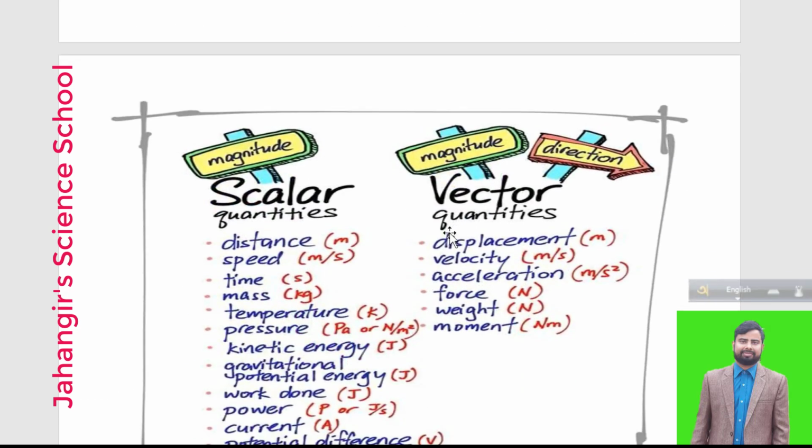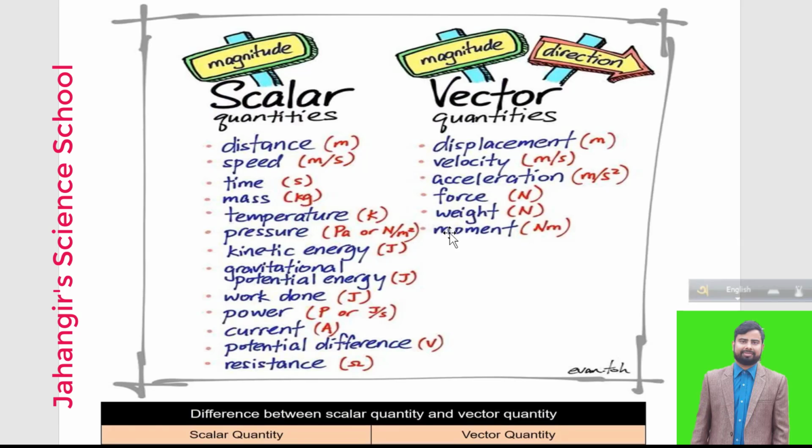Now there are some important examples of scalar quantity and vector quantity. Here a scalar quantity has only magnitude. Magnitude means value, that means number. On the other hand, a vector quantity has both magnitude and direction.